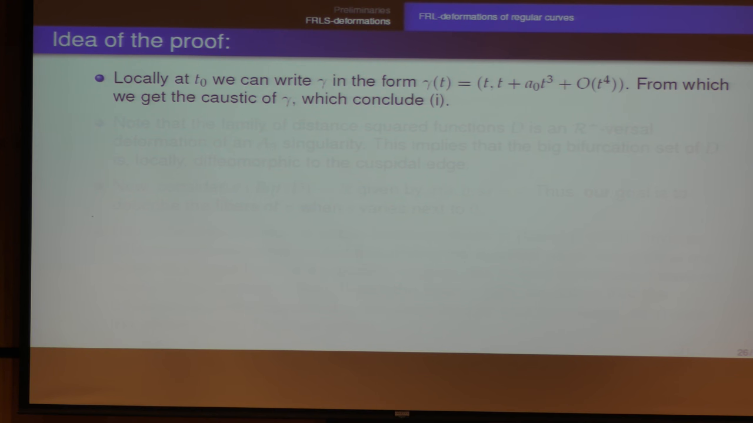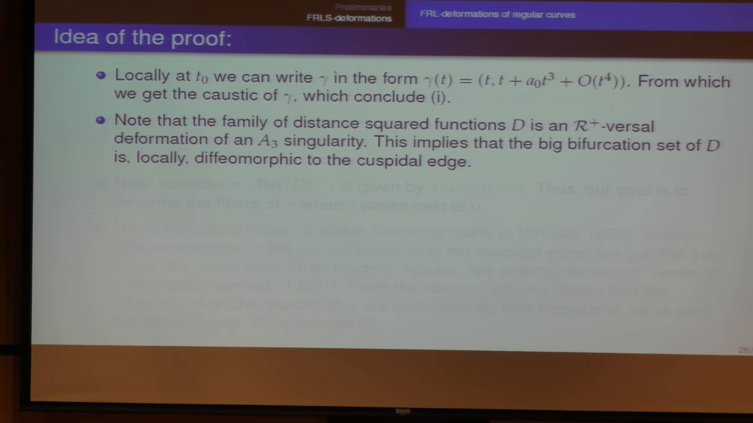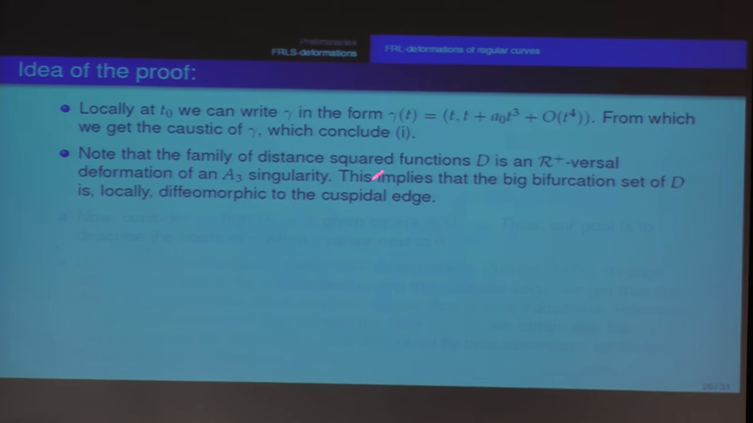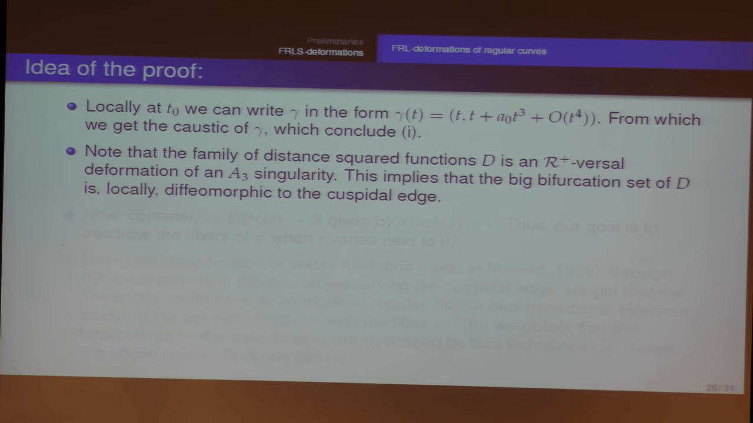For the second item, we note that the family of distance squared functions here is an R-plus versal deformation of an A3 singularity. We observe that here we are in the case where the center of the pseudo-circles is the origin, because if it is not, the caustic is only a regular curve. And then, from this, we can see that the big bifurcation set is locally diffeomorphic to the cuspidal edge.